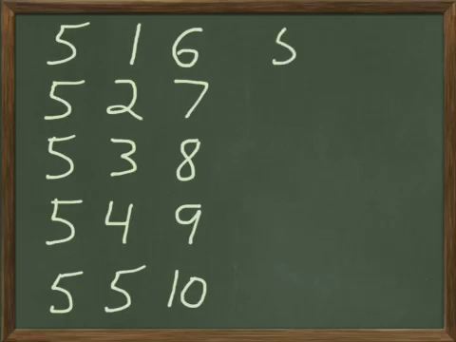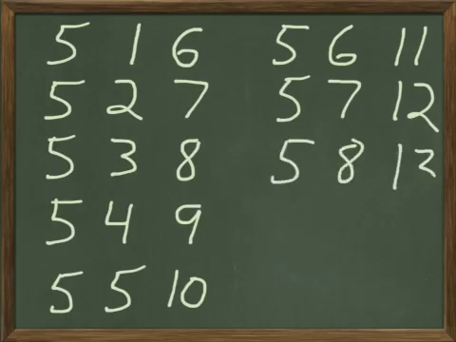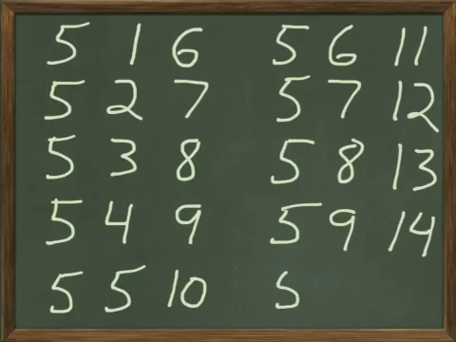How many are 5 and 6? 5 and 6 are 11. 5 and 7 are 12. 5 and 8 are 13. 5 and 9 are 14. And 5 and 10 are 15. Okay, that's good. Now let's do a few word problems from lesson 15.